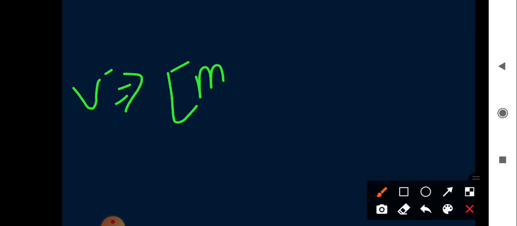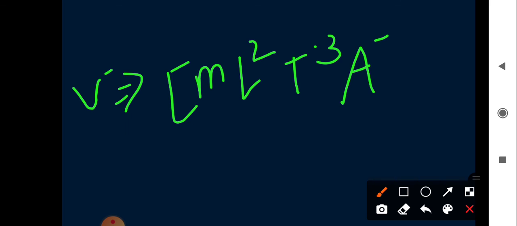And the dimension of this electric potential is M L2 T minus 3 A minus 1.